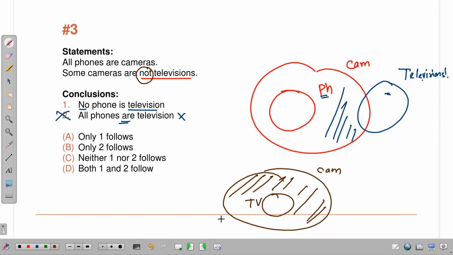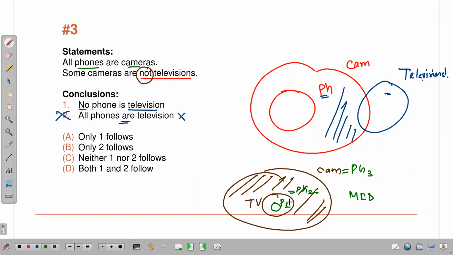So let's say the televisions are here, and then all the phones are cameras. Now, all the phones are cameras, so phones are also inside the camera, and therefore a phone can be here, a phone can be here, a phone can be equal to TV as well, and a phone can be equal to camera as well, because all the phones are cameras, right? Now, in this maximum intersection diagram, can I say that no phone is television?